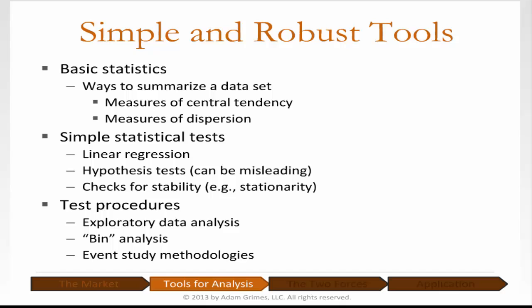So here are the tools that I found valuable to look at market data. One is to really understand basic statistics, to be able to summarize a data set. If you're looking at stock market returns, what's the average return? That's a good question. But the next question is, what average should we be using? How much variability is there around that average?